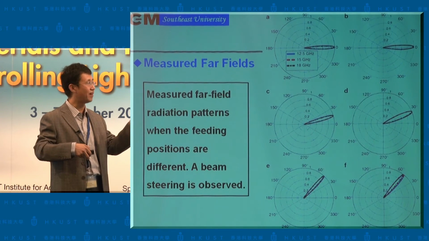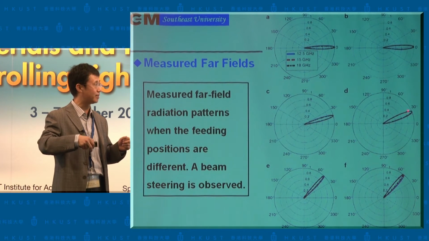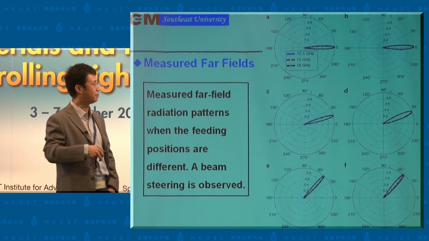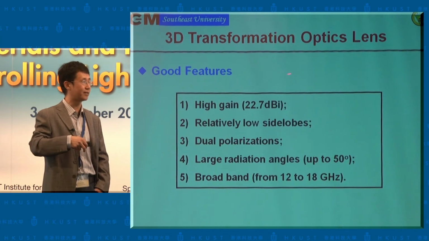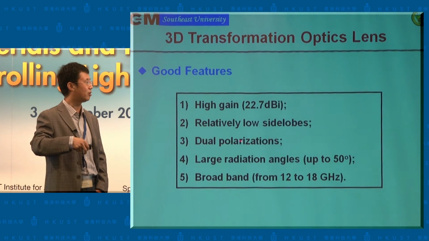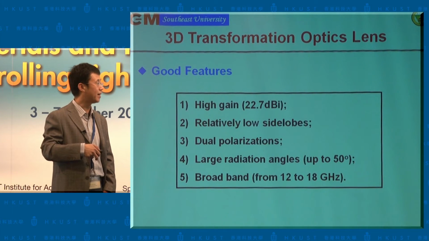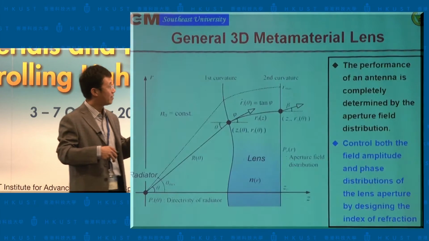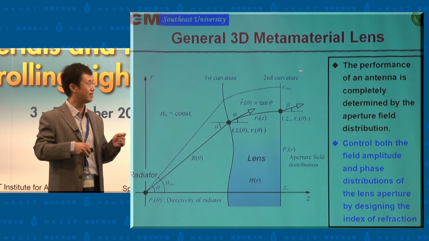This is the measured far field radiation pattern, the E-plane and H-plane radiation patterns. This kind of transformation optics lens has very good features, with high gain and relatively low side lobes. It is valid for both polarizations, and it has a very large radiation angle up to 50 degrees and a broad bandwidth. Finally, I will introduce a general 3D metamaterial lens.